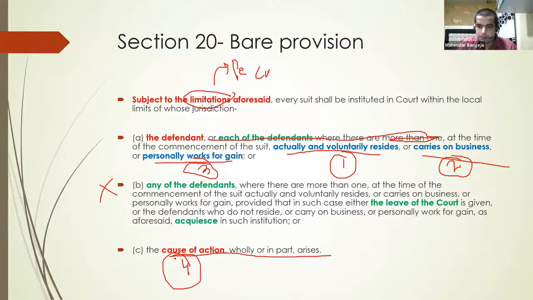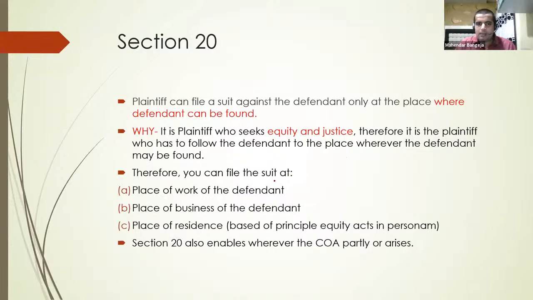Clear? Now, why such a provision? Because see, plaintiff is the one who is seeking equity and justice. So he will have to file suit where defendant can be found.